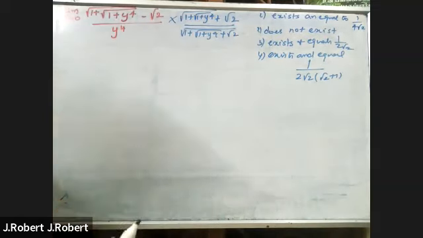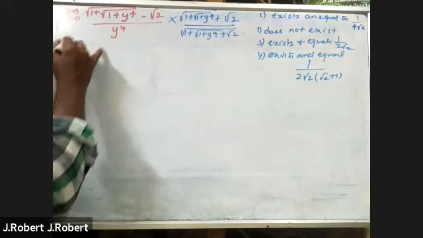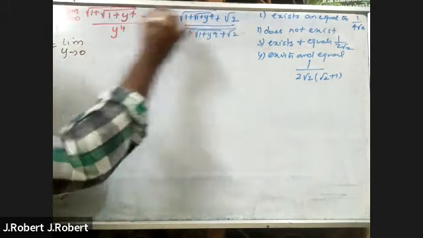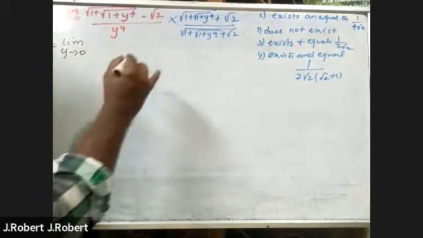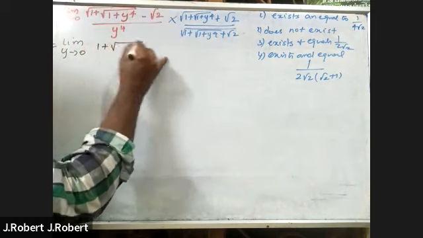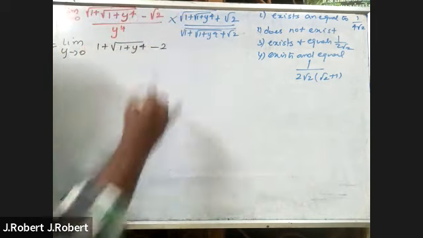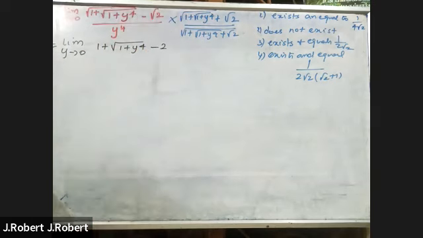So root of 1 plus y power 4 plus root 2 divided by 1 plus root of 1 plus y power 4 plus root 2. Now listen carefully. You can write this as limit y tends to 0, a plus b into a minus b, a square minus b square. The square root is removed, and 1 plus root of 1 plus y power 4 minus root 2, the whole square, becomes minus 2.